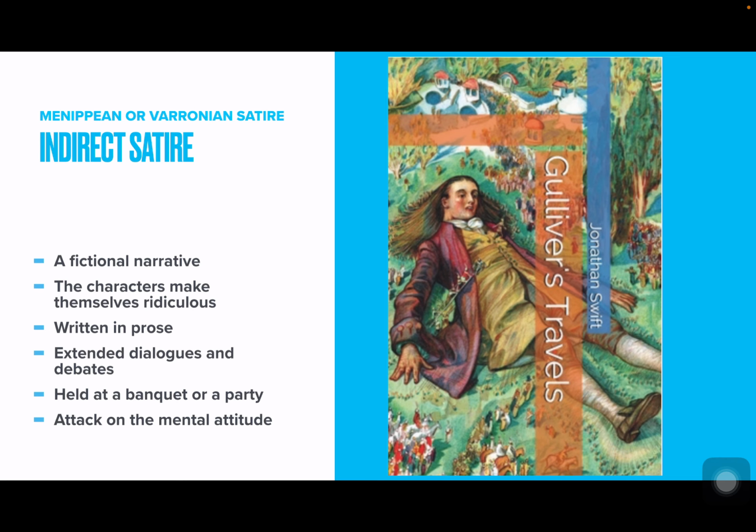There's the indirect satire, and that's through Gulliver's Travels. That's a prose text. Menippean or Varronian satire is a prose, fictional narrative. The character makes themselves ridiculous. There are extended dialogues and debates. Typically, it's held at a banquet or a party. And it's really an attack on the mental attitude as opposed to an individual or a nation. It's about the attitude of people.